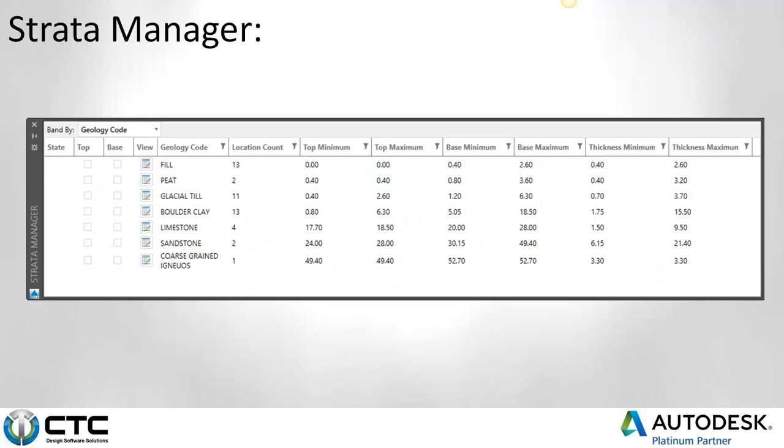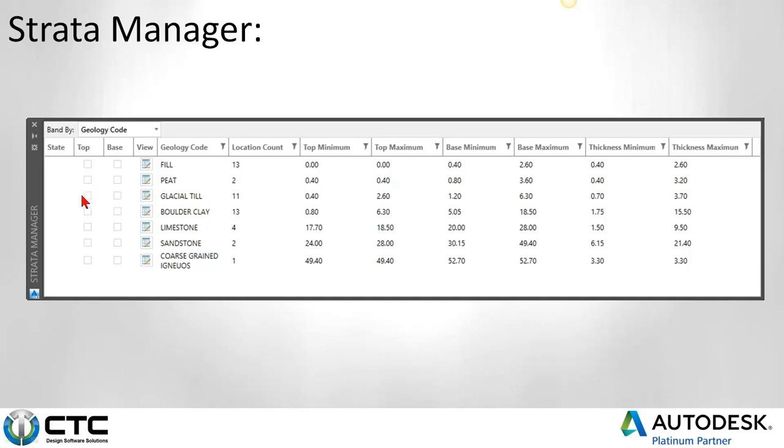Next comes the Strata Manager. The Strata Manager looks at all 13 locations, and we saw that there were 70 different options in those. So it says fill is in all 13 boreholes. Peat is only in 2. Glacier till is in 11. Boulder clay in all 13. And then limestone, sandstone, and coarse grain igneous are only in one. So what I see is each layer of material and how many boreholes it's in.